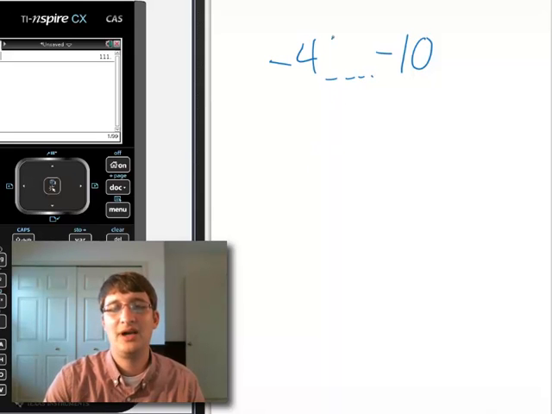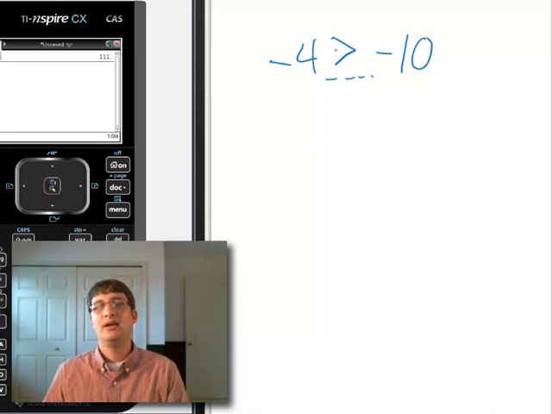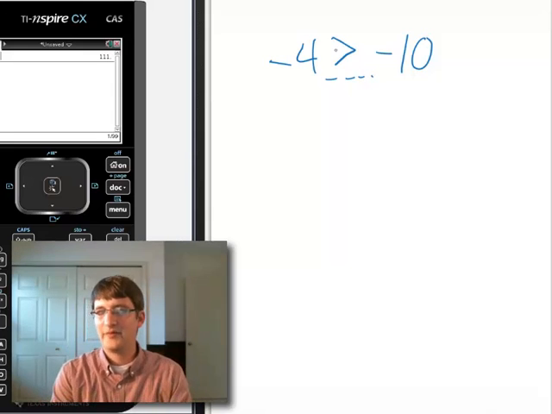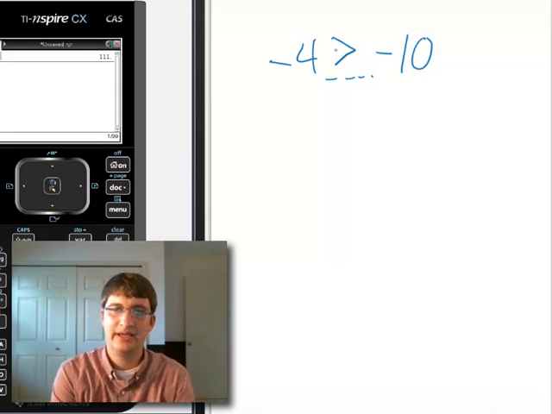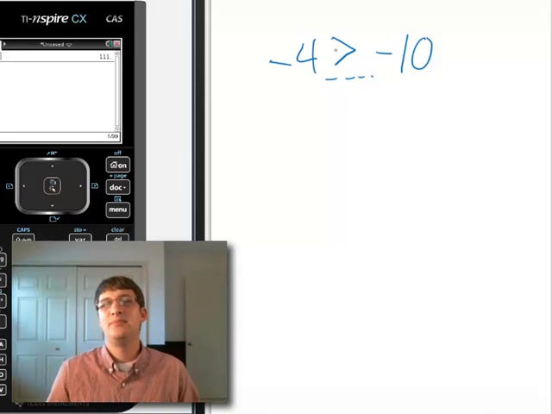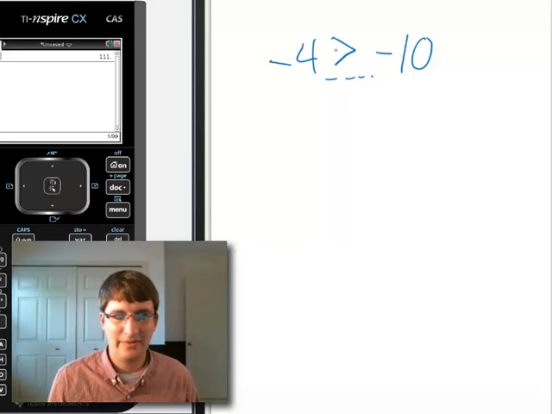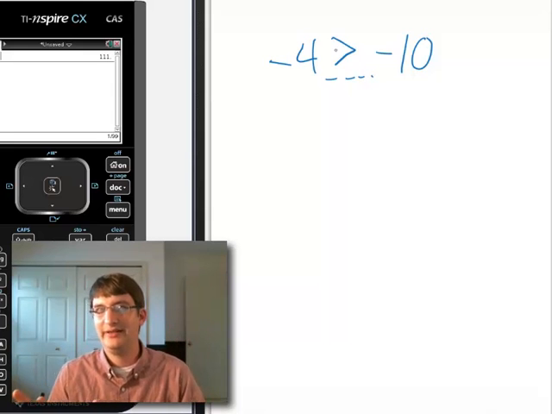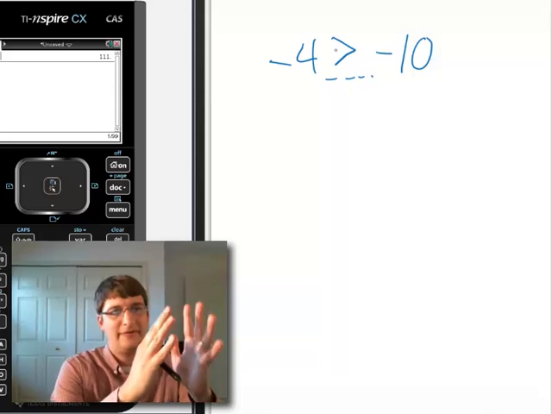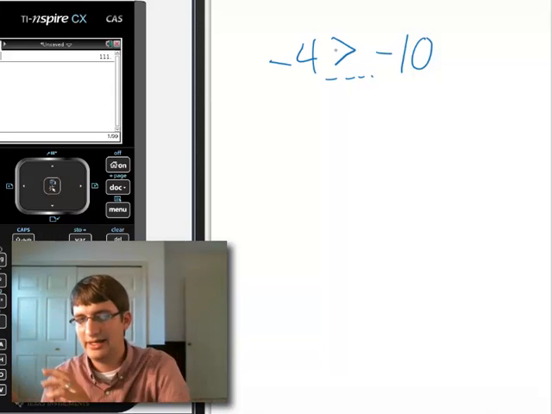So I'm just going to go ahead and use the greater than symbol there to say that -4 is greater than -10 because it is to the right of -10, okay? Notice how I am looking at this from left to right when I'm doing this. I don't go backwards. I don't say -10 and compare it to -4. I always go -4 is blah to -10.